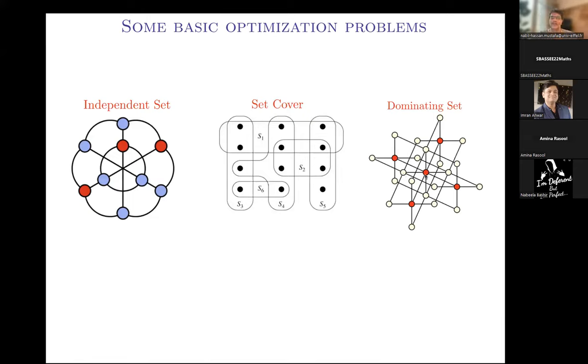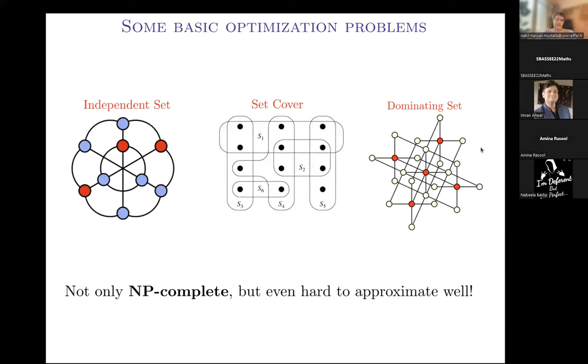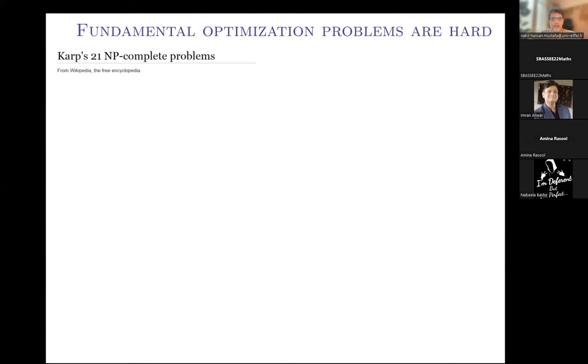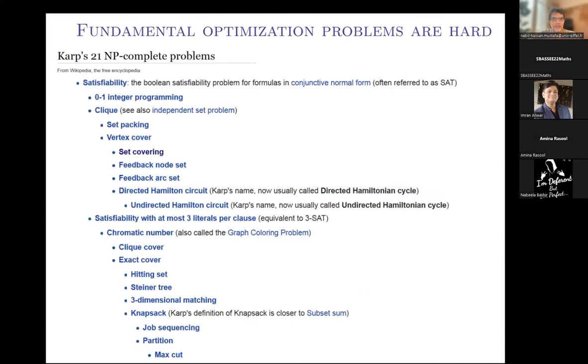Okay, so again, easy to state, difficult to solve these questions. And not just that they're difficult to solve, but they're also difficult to approximate. By that, I mean the following. This is just a snapshot from Wikipedia. For example, the independent set problem here, or clique. In the complement graph, you have the set covering problem, you have the hitting set and so on. And these are not just NP-complete problems, but they're also very hard to approximate.